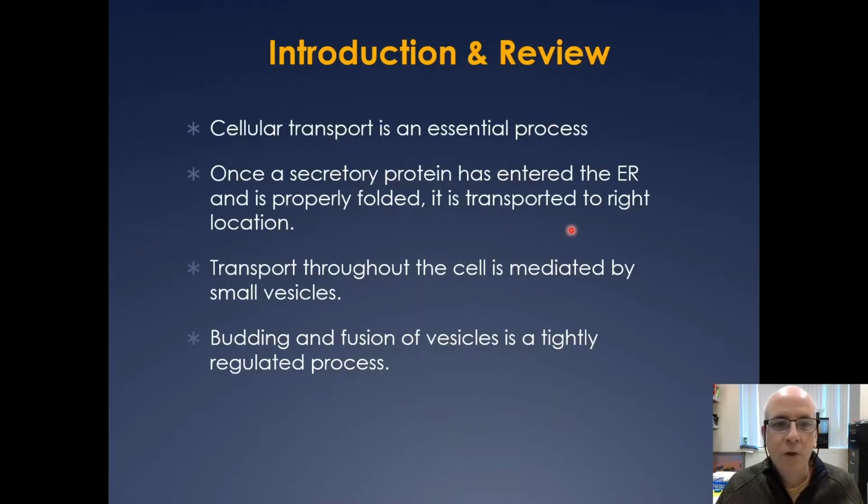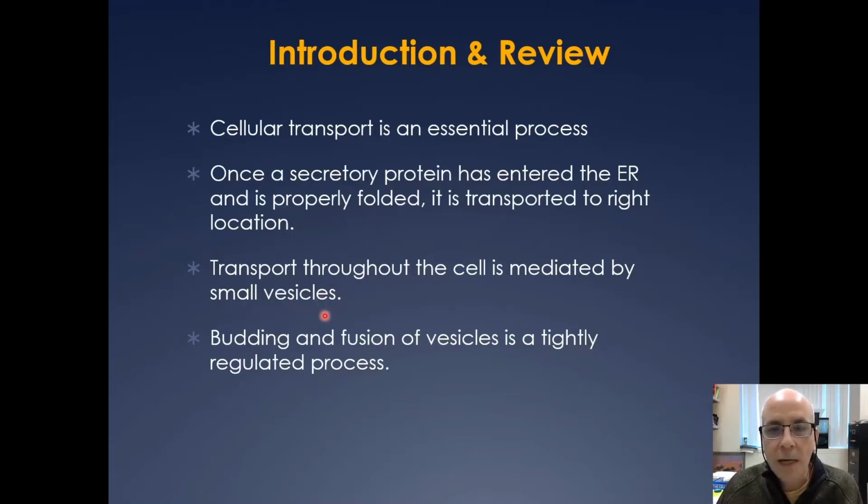Okay, so cellular transport's an essential process. Cells need this to survive. If they can't move proteins around, then they die. Right? It's just an essential process. So we saw last time co-translational and post-translational translocation into the ER. And so once a secretory protein has entered the ER and it gets properly folded, it needs to get transported to the right location. And we're going to look today really at how the transport is controlled.